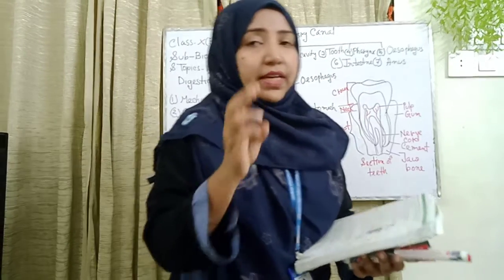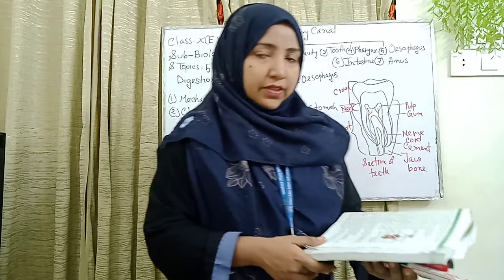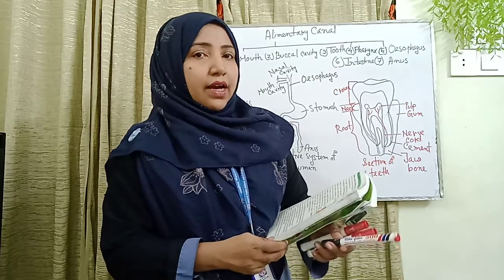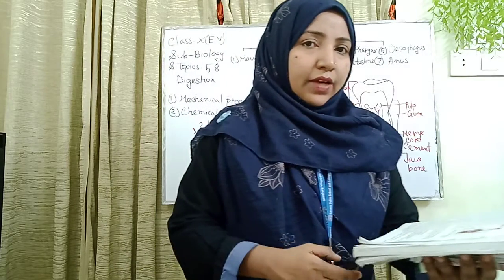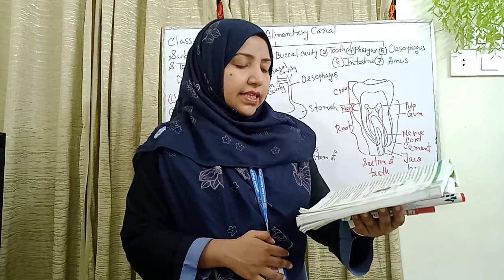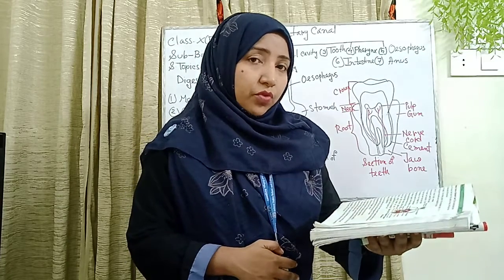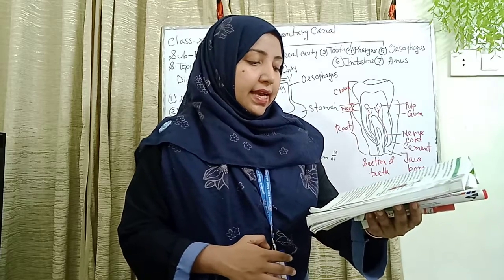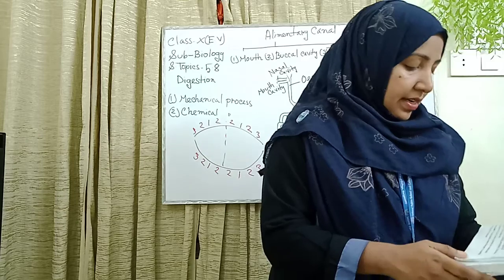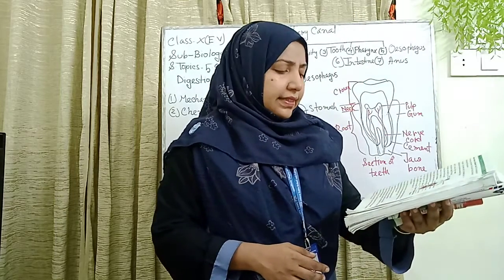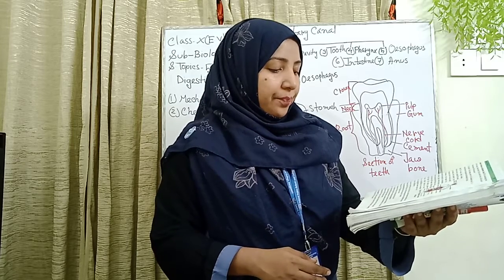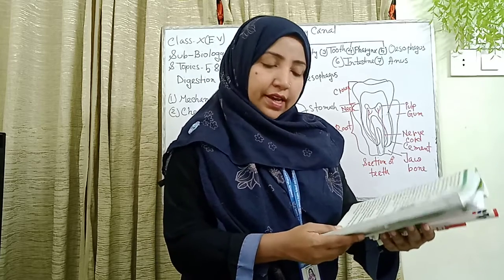The teeth are basically of four types: the incisor, the canine, the premolar and the molar. What is the incisor? Incisors are used in cutting and biting food. Canines are used for tearing and grasping. Premolars are specialized for crushing and grinding. And molars are also used in crushing and grinding.